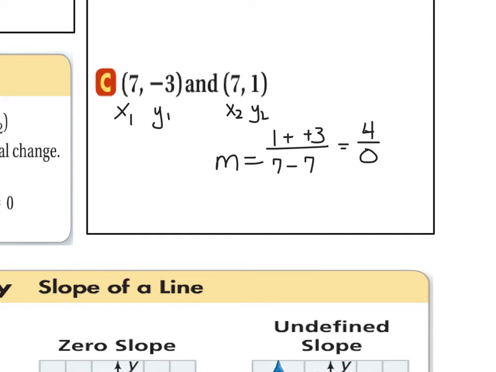Now this is where things get tricky, because anytime we have 0 on the bottom, we cannot divide by 0. Anytime 0 is in the denominator, this is what we call undefined. It's an undefined slope because you cannot divide by 0. So now you should be able to calculate slope from your first few examples from a set of ordered pairs.